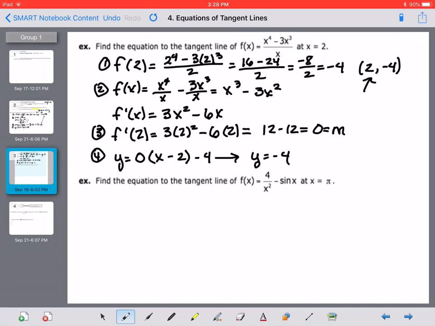Okay. Next one, we're going to find the equation of the tangent line of f of x equal to 4 over x squared minus sine of x at x equals pi. So first step, plugging in. We're plugging in pi. So we get 4 over pi squared, minus sine of pi.